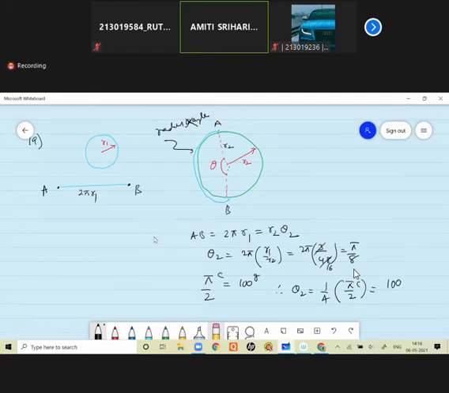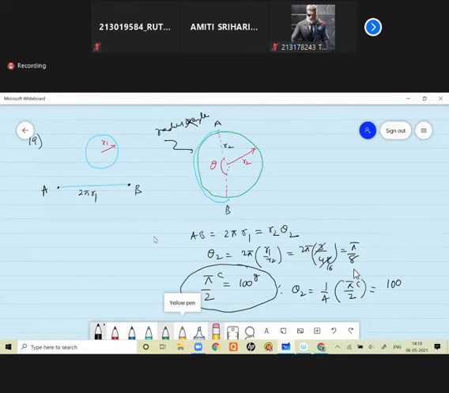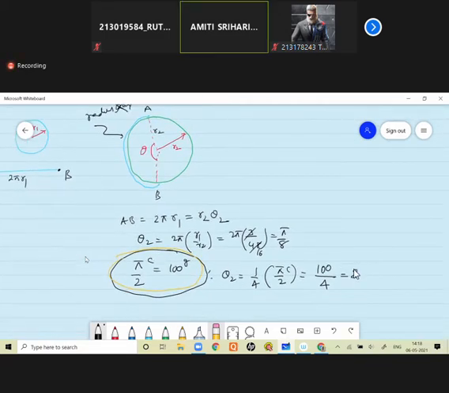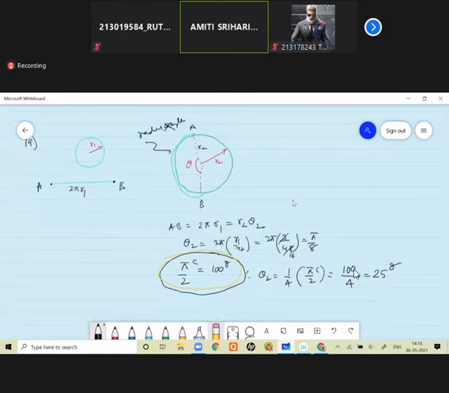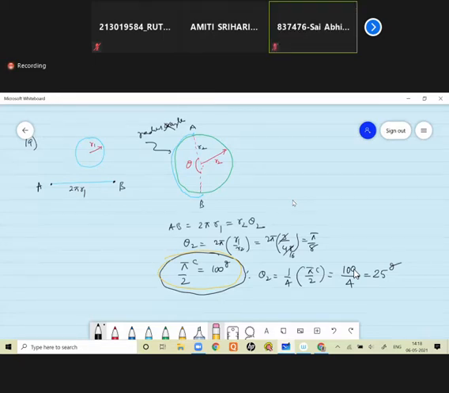Pi by 2 is nothing but 100 grades. This is a relation. So it is 100 by 4, that is 25 grades. Okay, children? Yes, sir, it's option 2.